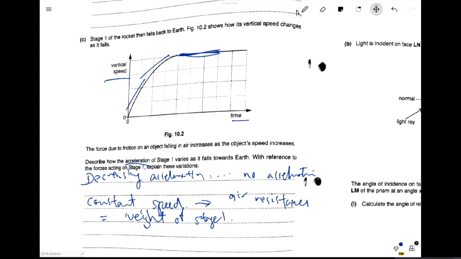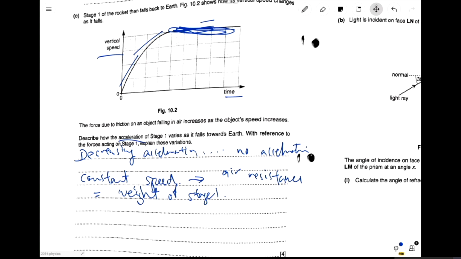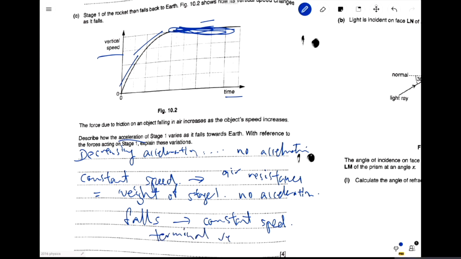At this point, the air resistance is equal to the weight of stage 1, and therefore no acceleration at that point, and it falls back to Earth at a constant speed. So the reason is because there's a decrease in acceleration, decreasing acceleration. Now, why does it decrease? Because there's no more upward driving force. So when no upward driving force, it will start to drop down.